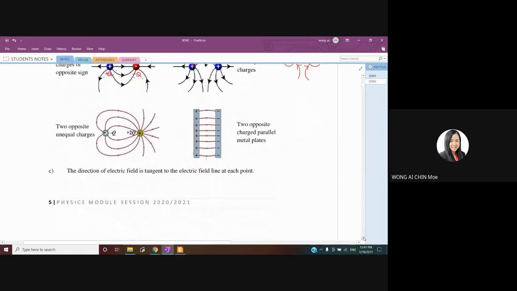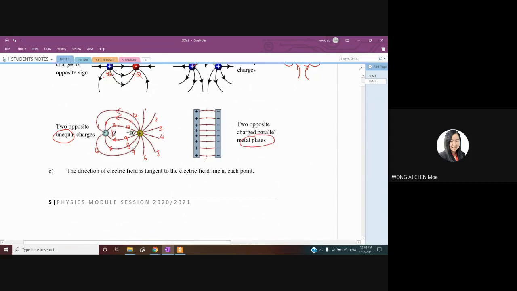Next one. If both are unequal, the first one is negative Q, the second one is positive 2Q. For negative Q, we only have 1, 2, 3, 4, 5, 6 lines. For 2Q, we will have double, meaning we will have 1, 2, 3, 4, 5, 6, 7, 8, 9, 10, 11, 12 lines, because the charge is doubled. And the lines are similar, from positive to negative.